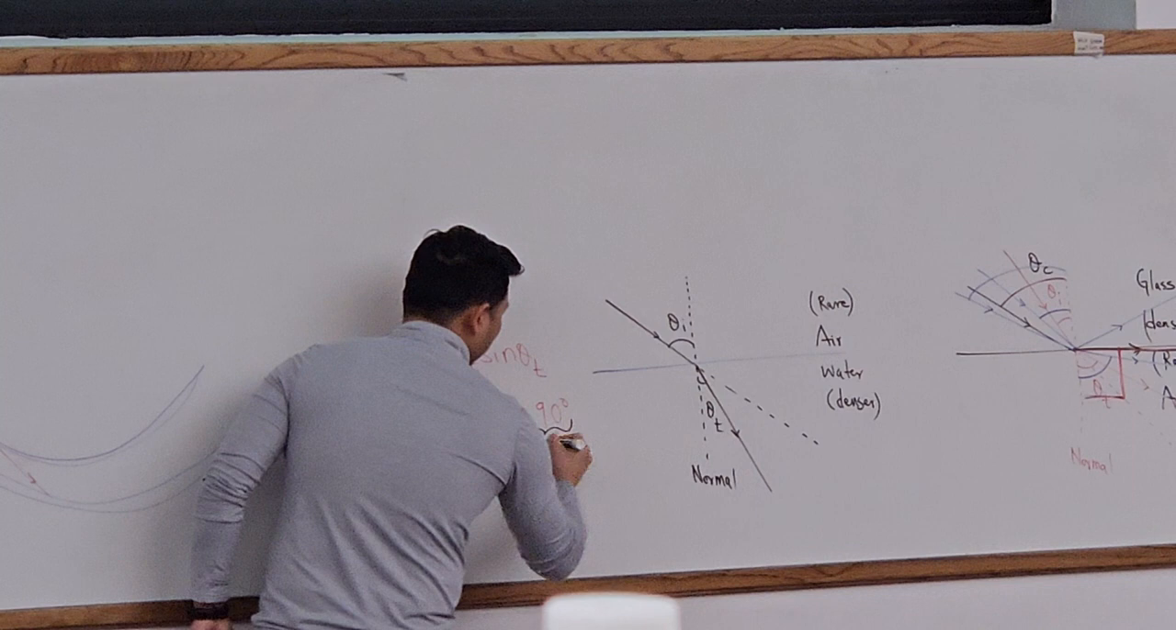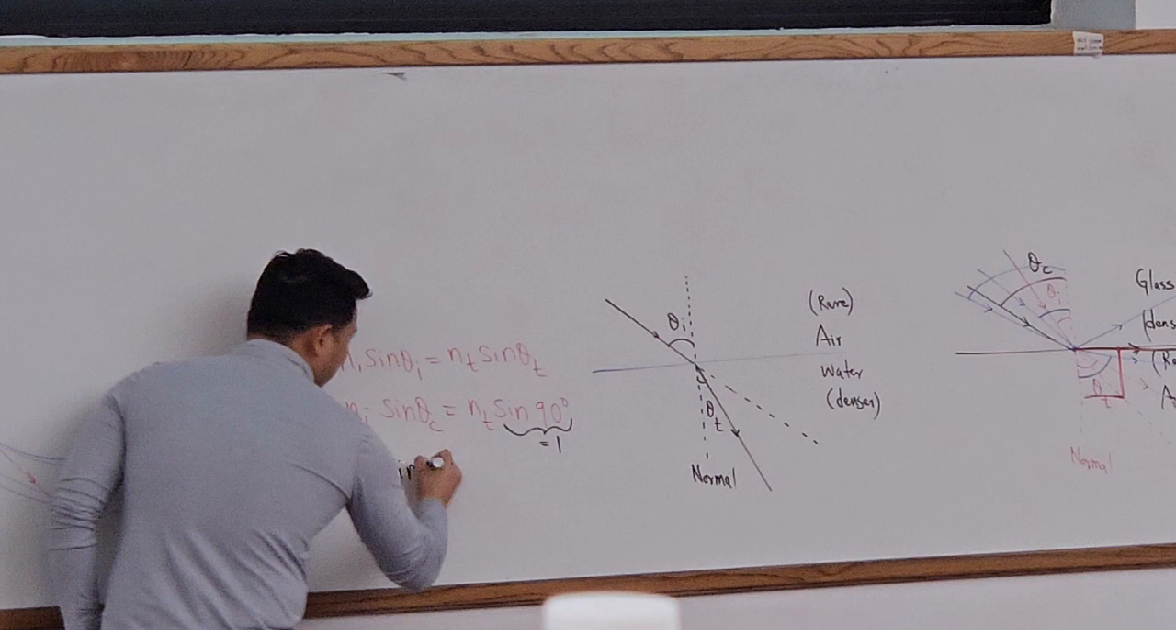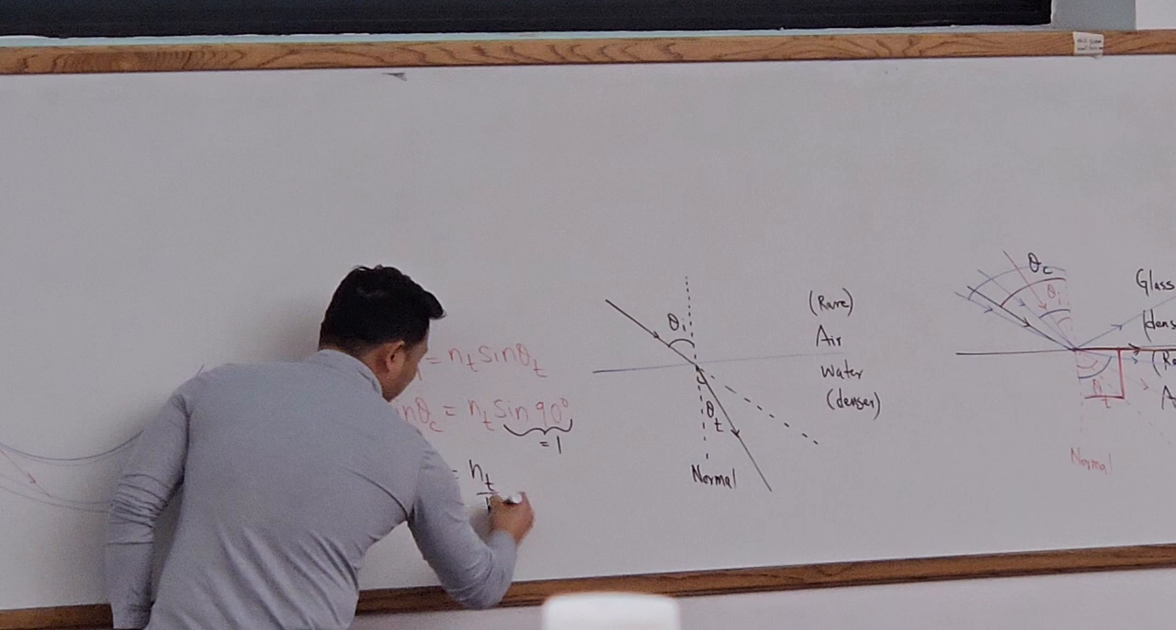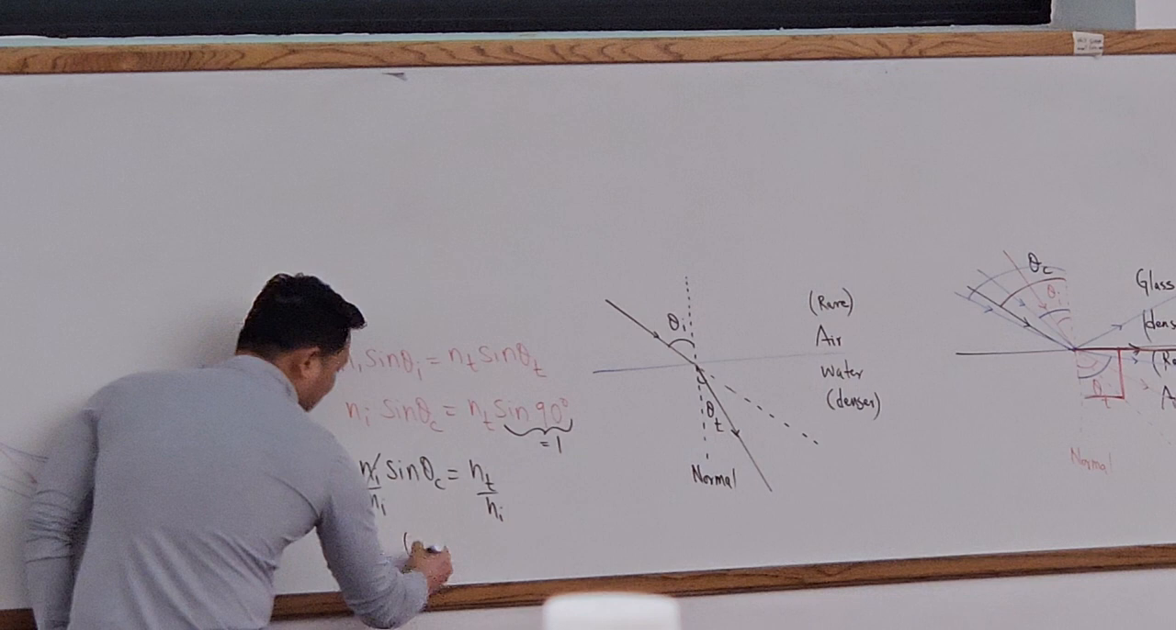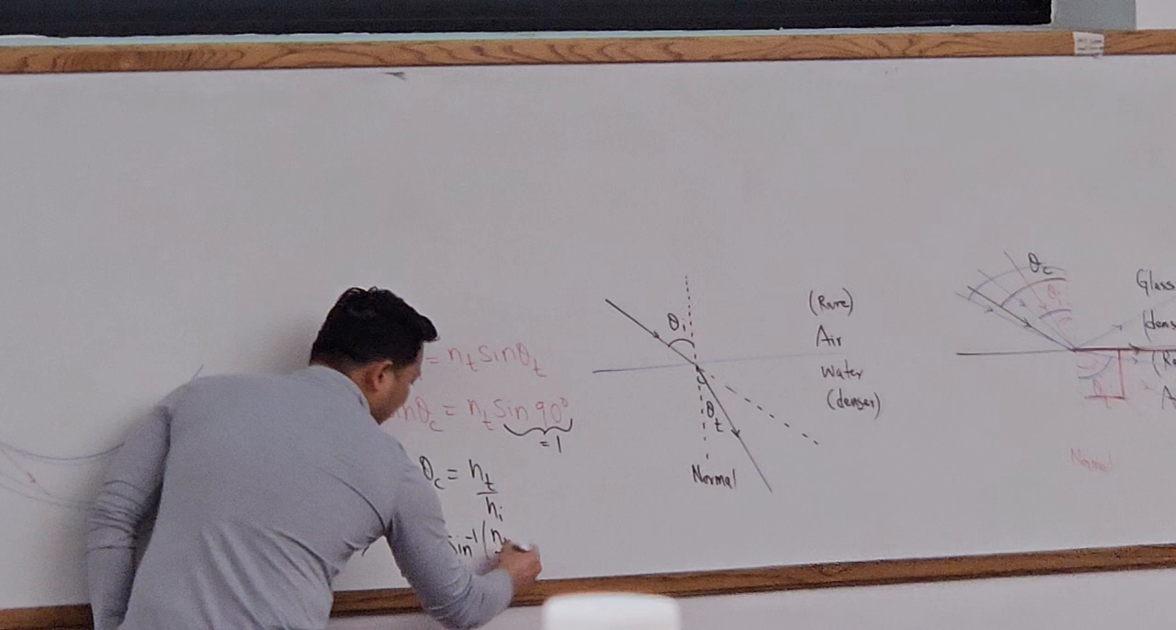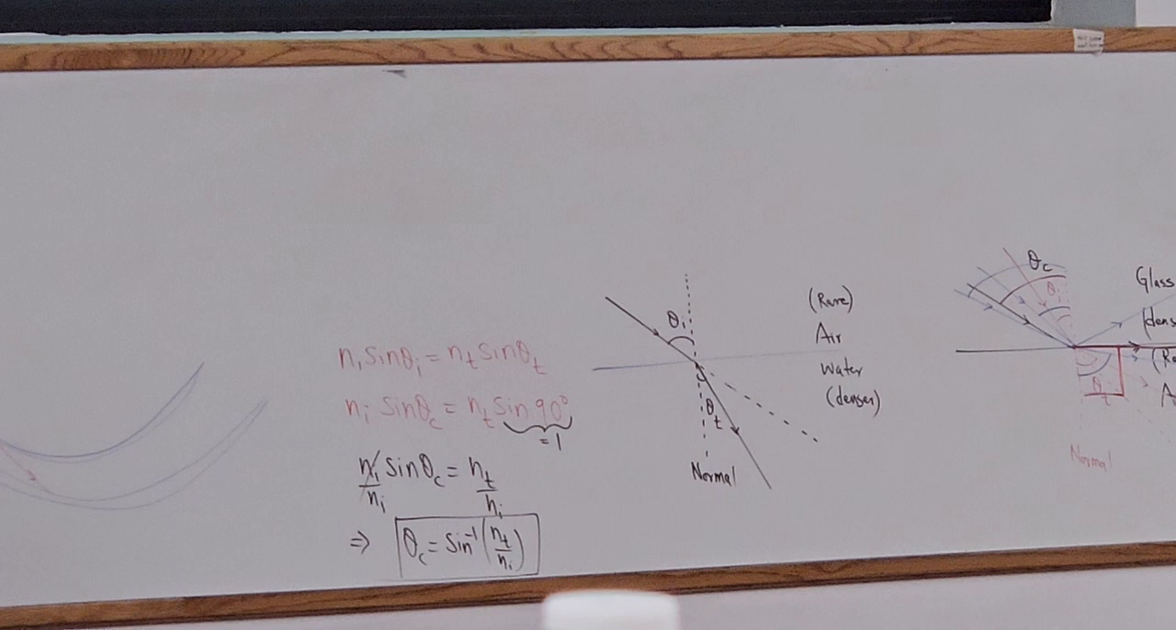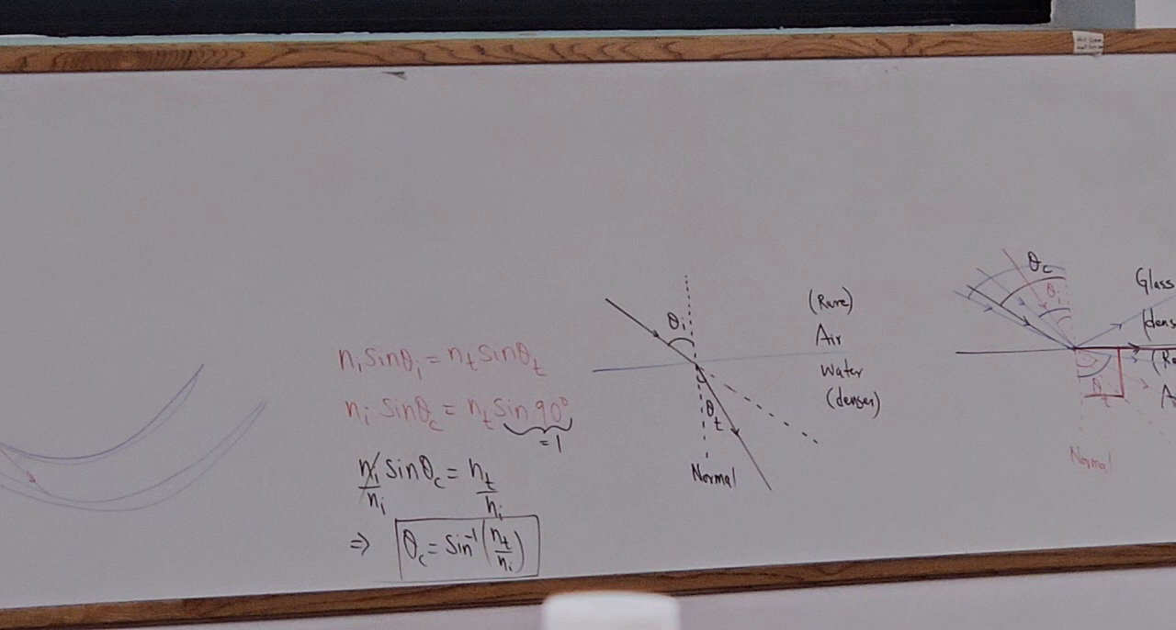So N I sine theta C equals N T, and if you divide by N I on both sides, if I want to find the theta C value, it will be sine inverse of N T divided by N I. This is the critical angle formula. So if somebody asks you to find the critical angle, just use that formula, and you can derive it using Snell's law.